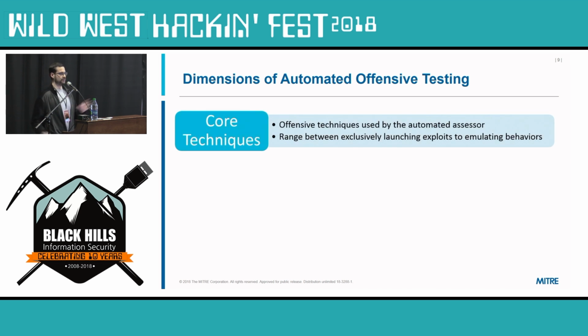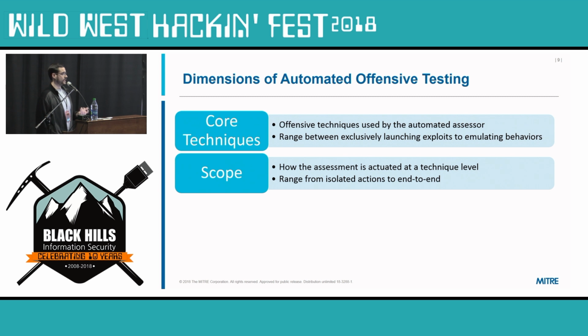And I kind of break this down into three main categories. The first is the core techniques. This is effectively like what the software, what the assessor can actually do. The second is scope, and this is how the assessment is actuated at the technique level. You really have kind of two big buckets. You have something that's like end-to-end, or something where the actions are isolated. There's kind of a spectrum there.